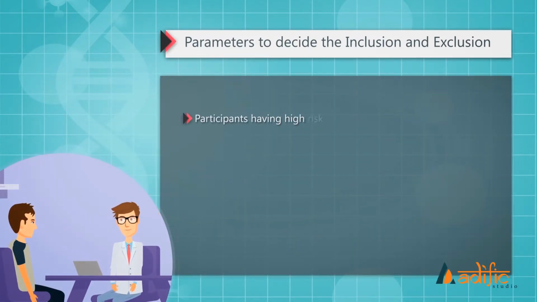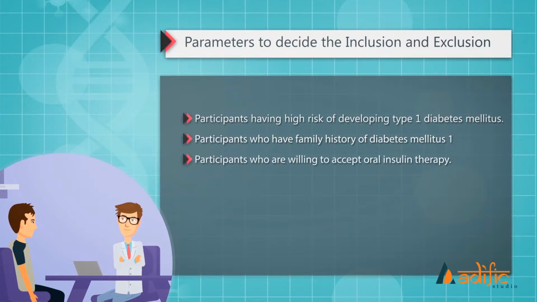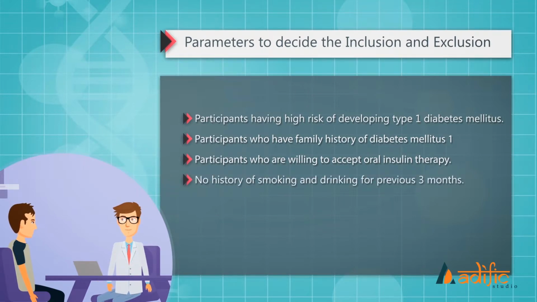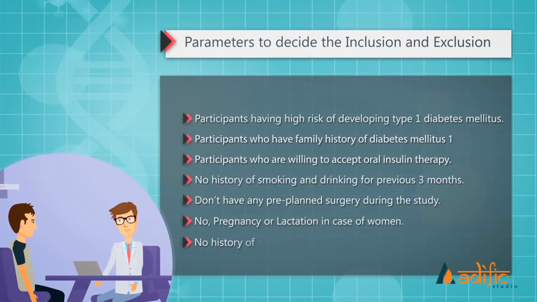1. Participants having high risk of developing type 1 diabetes mellitus. 2. Participants who have family history of diabetes mellitus 1. 3. Participants who are willing to accept oral insulin therapy. 4. No history of smoking and drinking for previous 3 months. 5. Don't have any pre-planned surgery during the study. 6. No pregnancy or lactation in case of women. 7. No history of any serious disease.